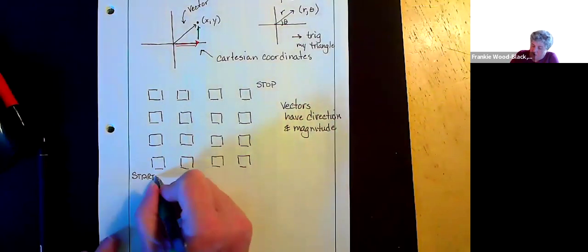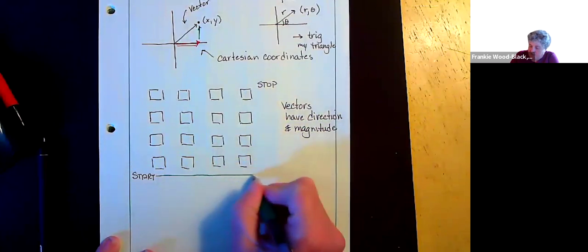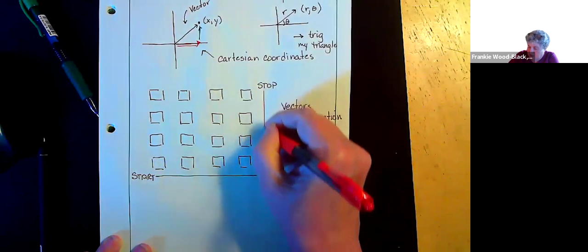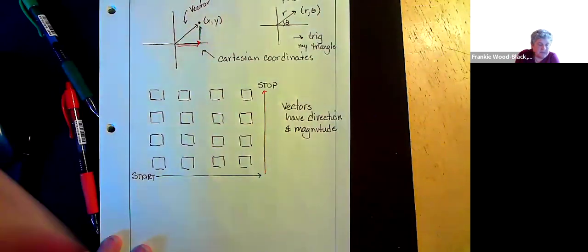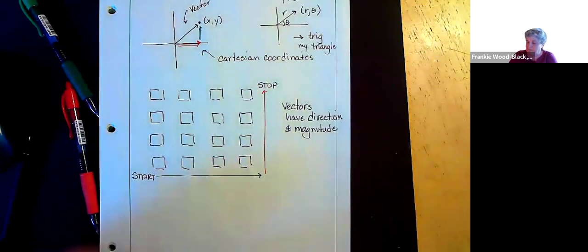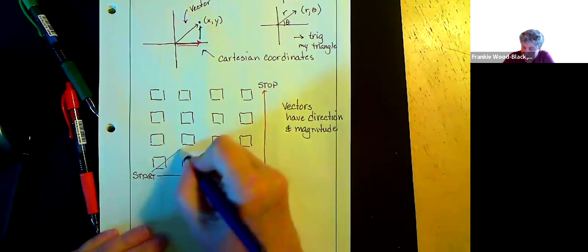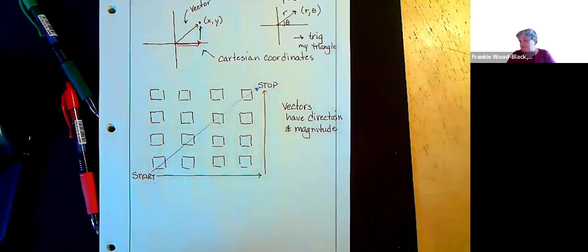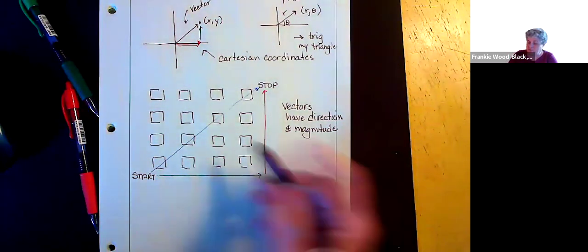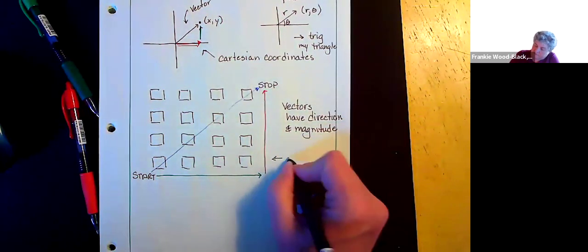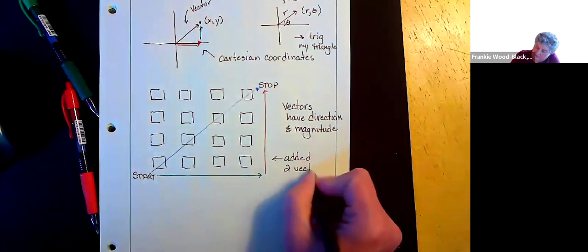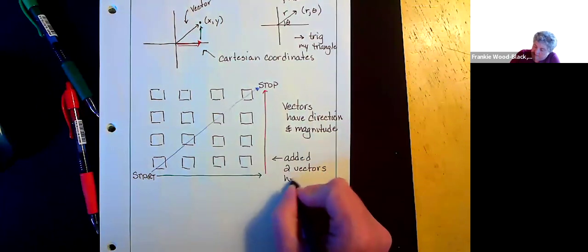Well, I can go 4 blocks this way, and I can go 4 blocks this way, and I can get my position vector now. This is my position vector. Looks like this. Basically, what we've done is we've added 2 vectors head to tail.